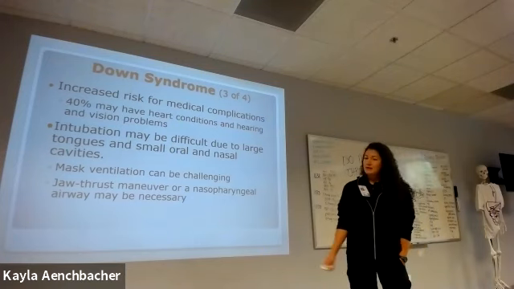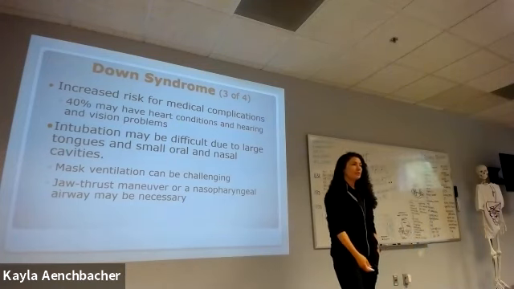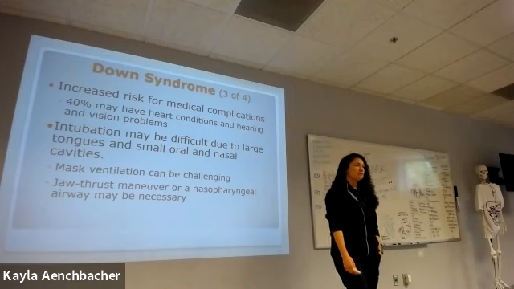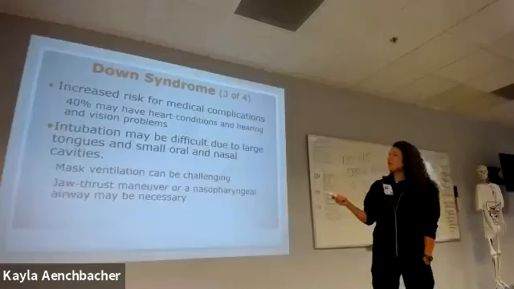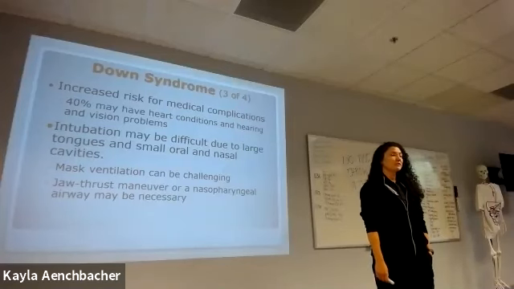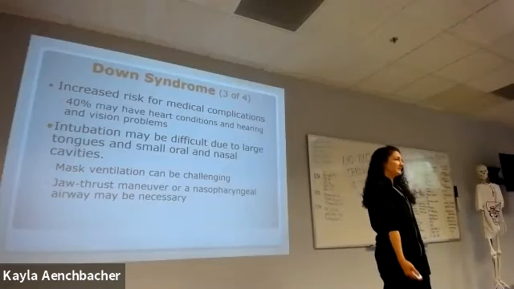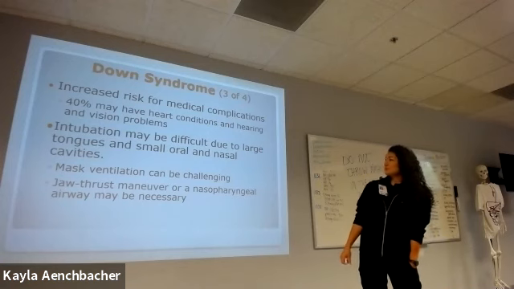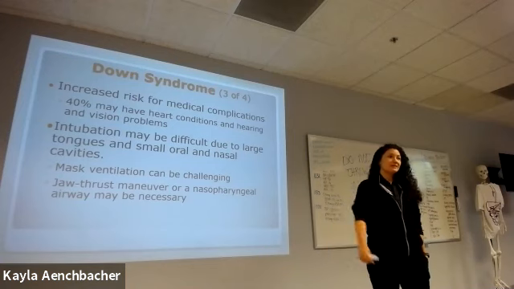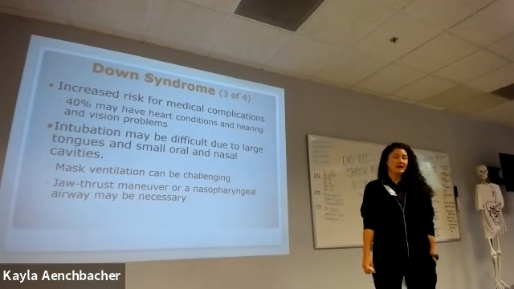Because of some anatomy differences, they are more predisposed to some medical problems, especially cardiac related. Hearing and visual problems are also commonly associated with significantly affected Down syndrome patients. You don't have to worry about intubation just yet, but it is challenging because of the different anatomy.